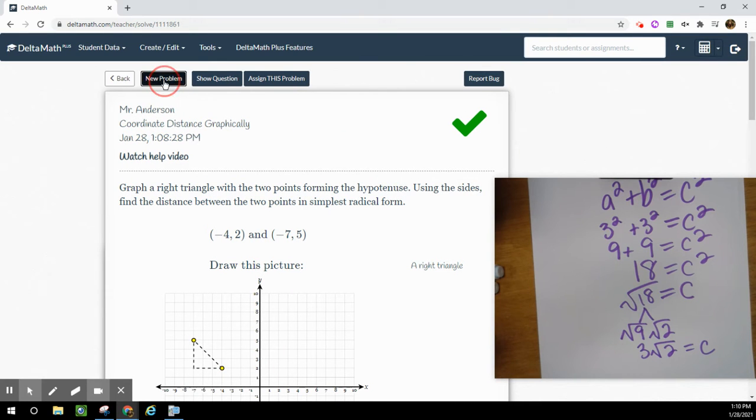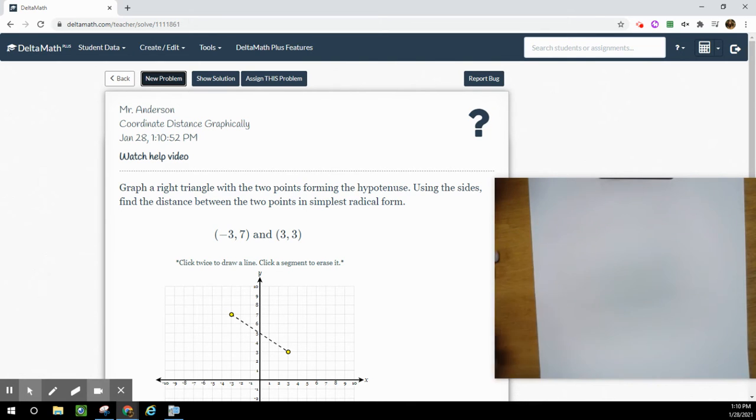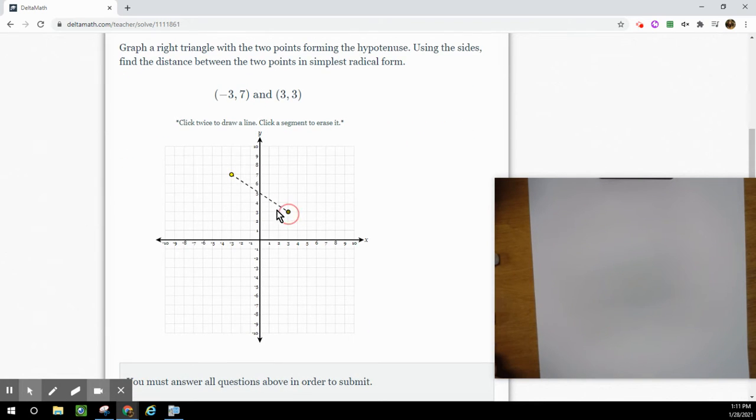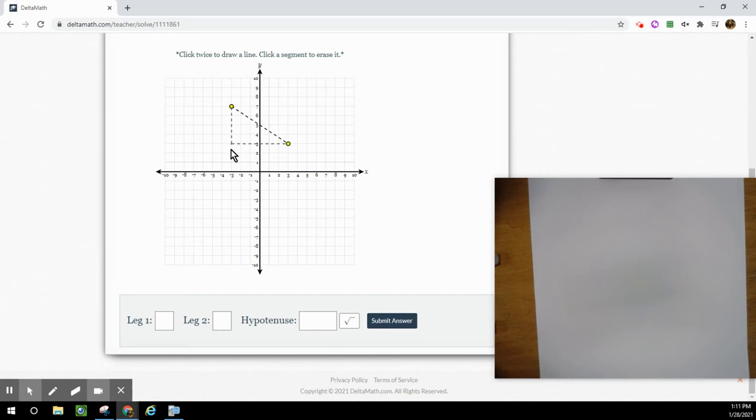Let's try another one. Graph a right triangle. So now we got -3, 7 and 3, 3. So let's draw the legs. Okay, now we can answer the questions below. So from -3 up to +3, that leg is 6. From 3 up to 7, that leg is 4.